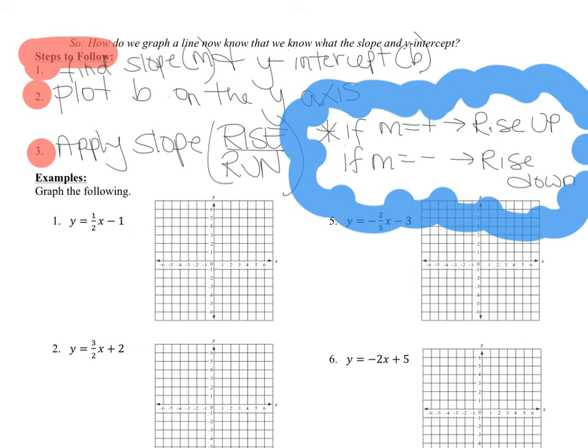So go ahead and let's now take an example of practice. Look at example 1. So step 1, what's it say? Find slope and y-intercept. So I've got to find m and I've got to find b. What does m equal? 1/2. What does b equal? -1. Okay.